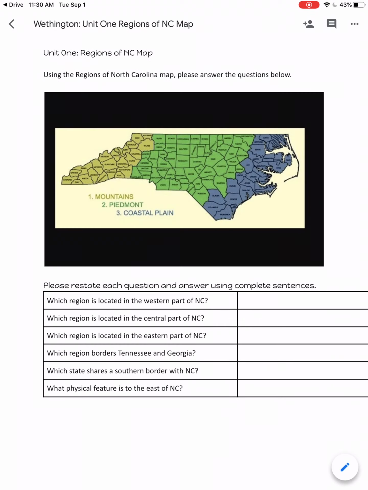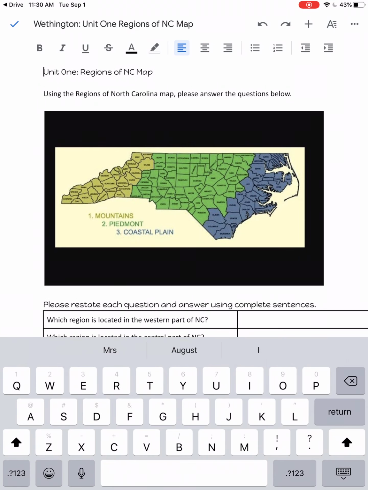And we'll get started. So if you look here, I've posted a map of North Carolina, and it has the three main regions, which are mountains, Piedmont, and coastal plain. Depending on who you ask and who you talk to, there's been an ongoing debate if there are 3 regions of North Carolina or 4 regions of North Carolina.